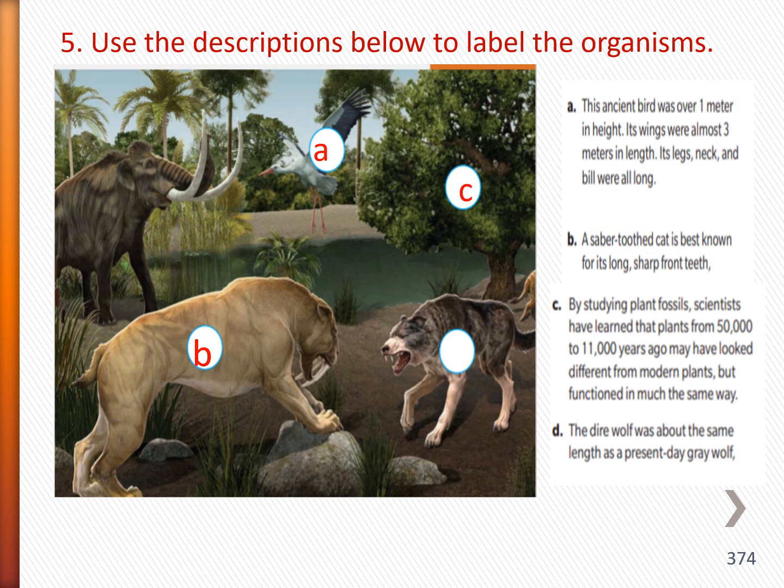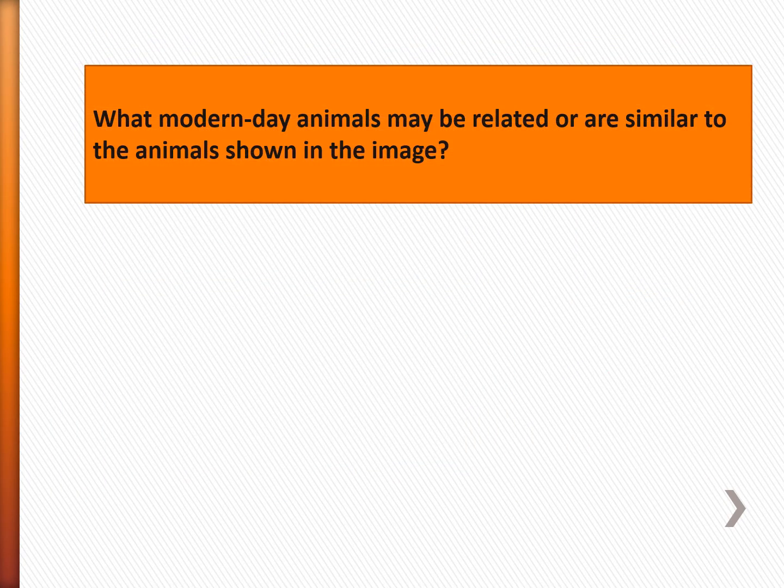The last one, D. The dire wolf was about the same length as the present-day gray wolf. Excellent. This is D. You have done a great job. What modern-day animals may be related or are similar to the animals shown in the image? Yes. Elephants, lions, tigers, wolves, and dogs.